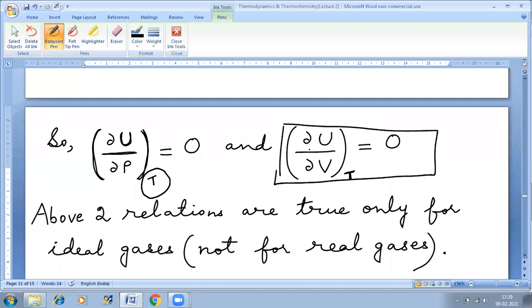And since temperature is constant, there is no change in internal energy with any change in volume, because you are measuring the change in internal energy with respect to change in volume here. So you wrote du upon dv. So du upon dv will be 0 because temperature is constant. So only if temperature changes will the value of u change. So these two relations are for ideal gases. So at constant temperature, the internal energy of an ideal gas remains constant.